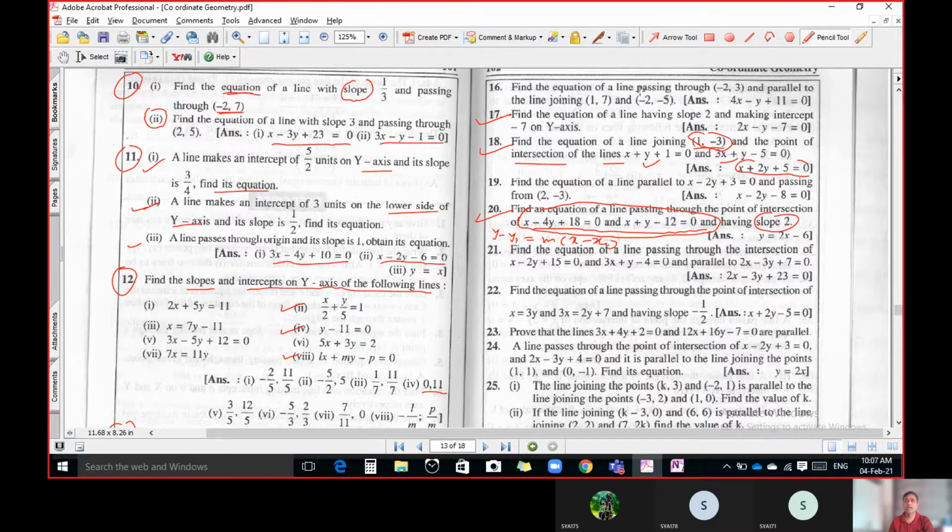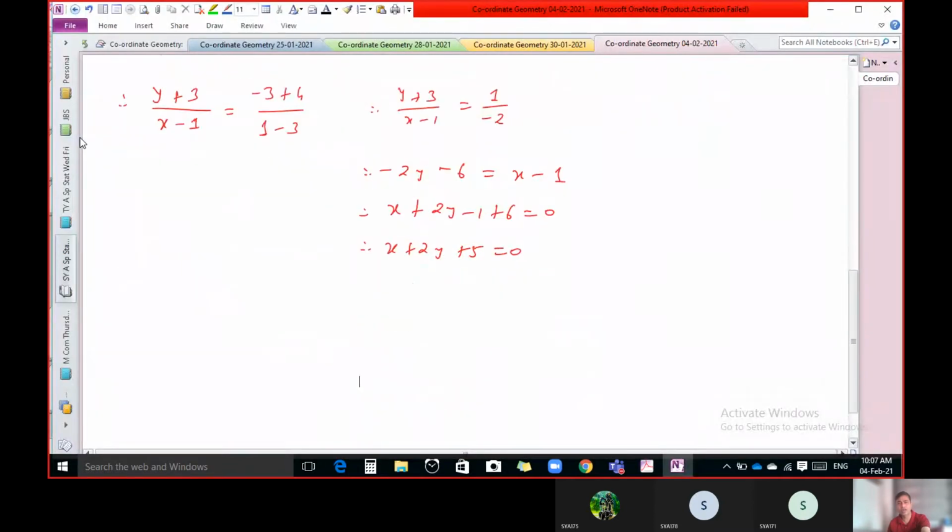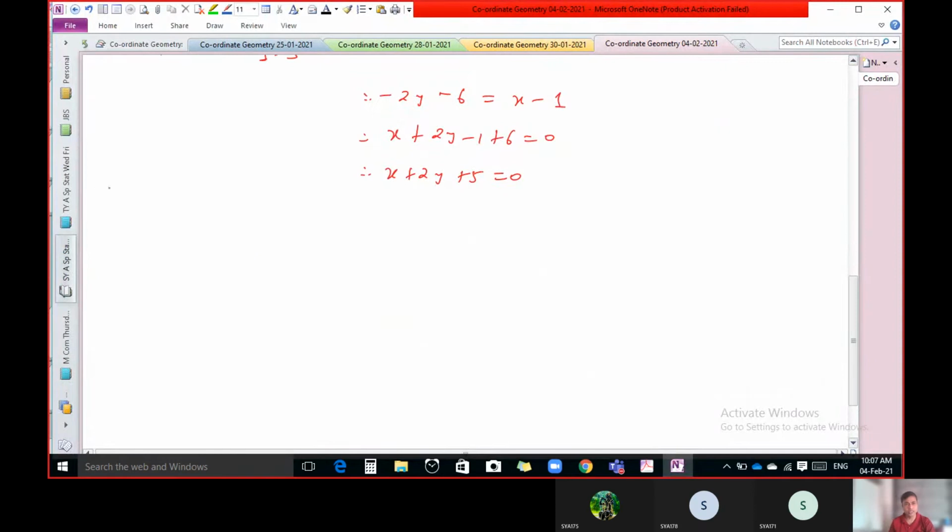Find the equation of a line passing through (-2, 3). So one point is given, and the line is parallel to the line joining these 2 points. Now, to solve that question, we require the idea about one result. Let us discuss two results.